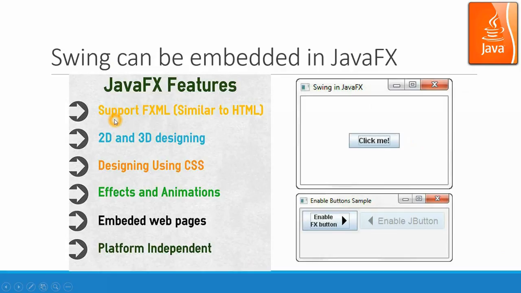JavaFX's main feature is that it supports FXML, the FX markup language similar to HTML, and it has 2D, 3D design, and also uses CSS. And it provides more animation and effects that are missing in the Swing package. And also it has the embedded web pages. And it is platform independent. But lucky enough, the Swing can be used in the JavaFX system, and we will show this later in other lectures.